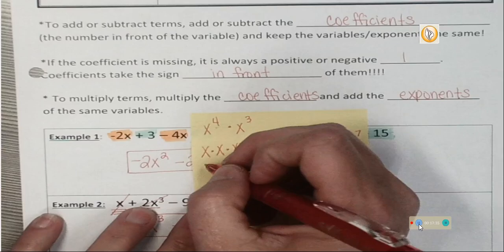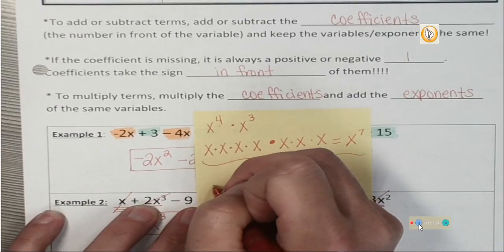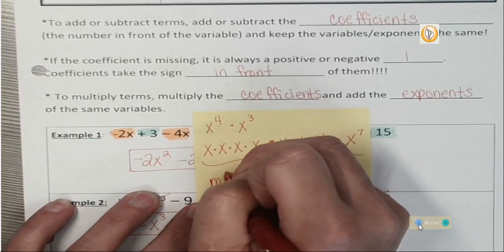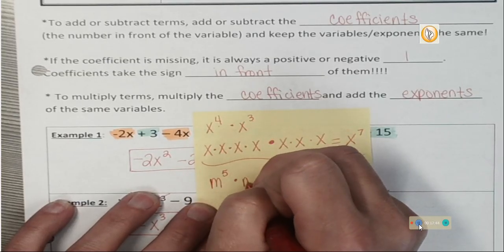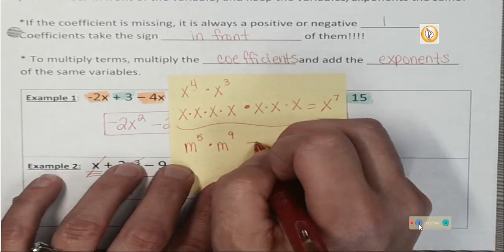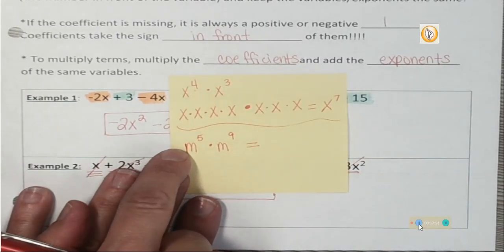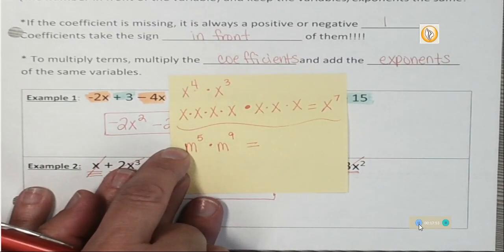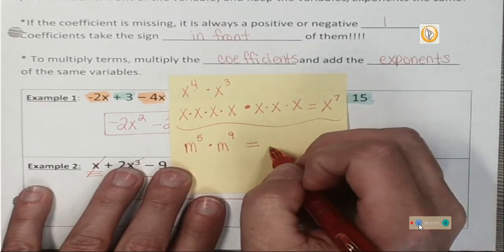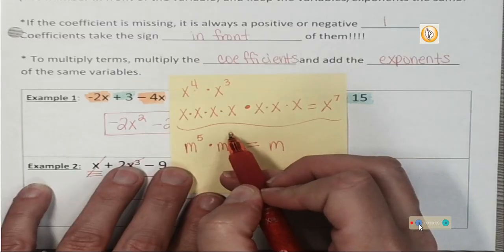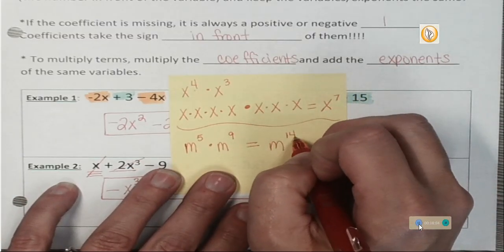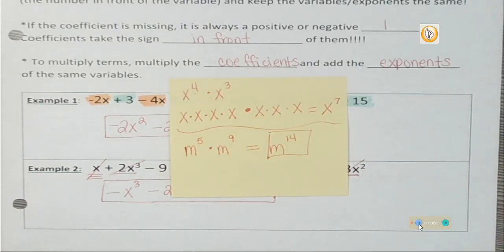Alright, so what if I gave you, I'm going to use a different variable just to prove to you it's fine. I'm going to use m to the 5th times m to the 9th. Okay? So what this is telling you is you have 5 m's, you're multiplying 9 more m's for a total of what? You take 9, put 5 more with it. What's 9 plus 5? 14. So it would be m to the 14th power.